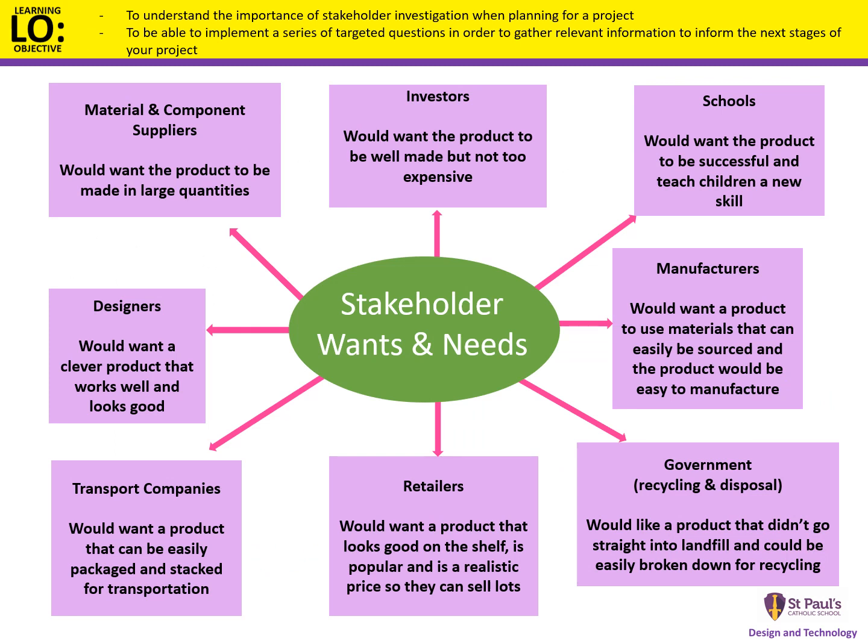So you have different suppliers around here, like material and component suppliers might want it to be made in large quantities. Investors would want it to be well made but not too expensive. Retailers would want a product that looks good on the shelf, is popular and is a realistic price so they can sell lots. I will let you read through the rest, but there are plenty of different wants and needs that would definitely come from any stakeholder that you picked.